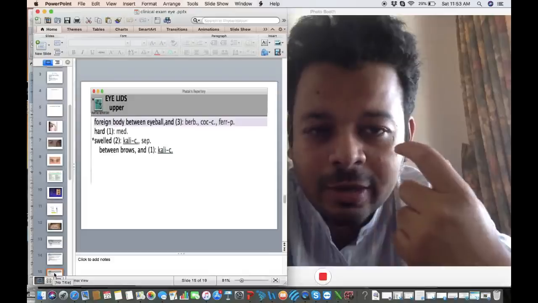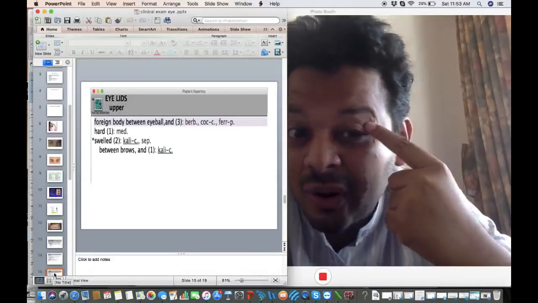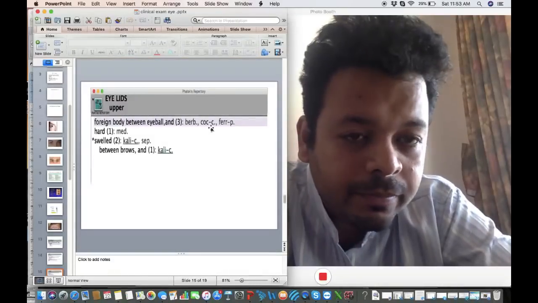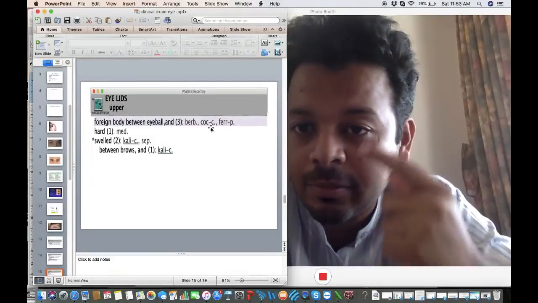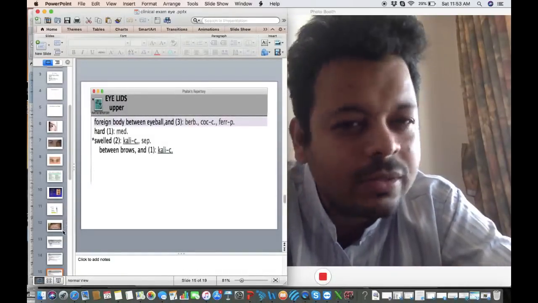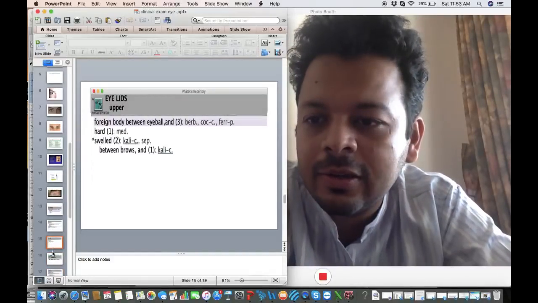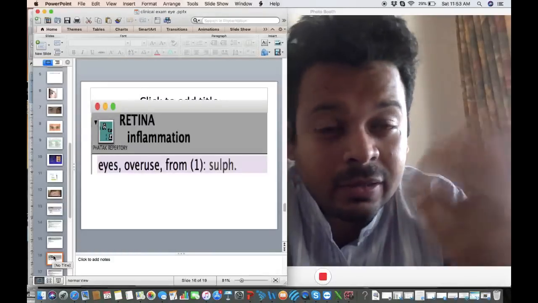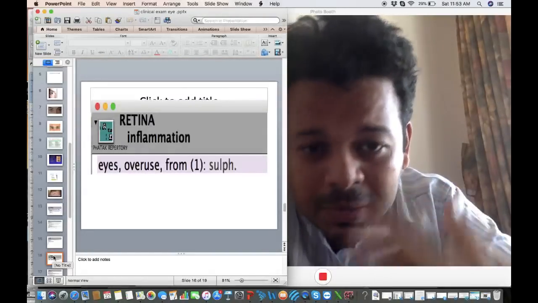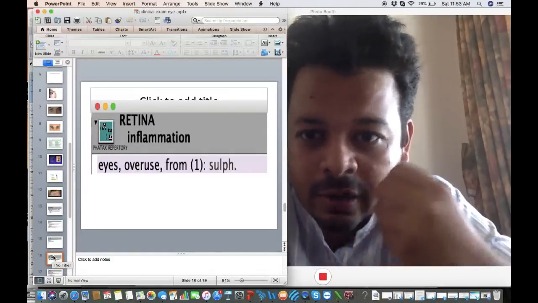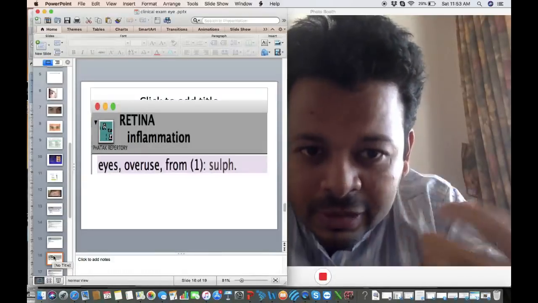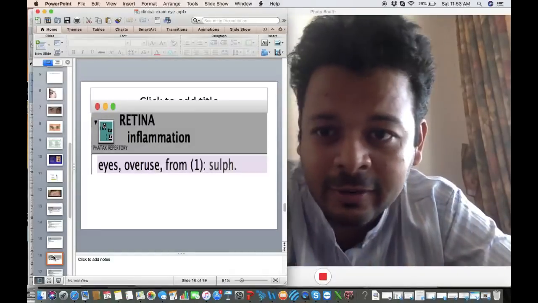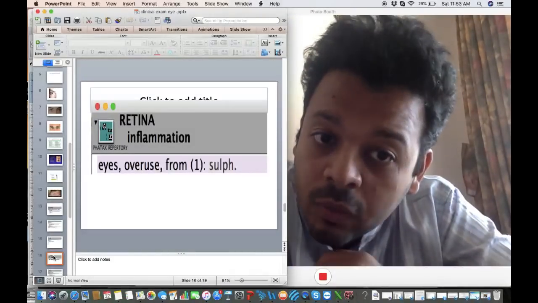One patient used to tell me, I constantly feel there is a foreign body which is here. The remedy is Coccus cacti, remember. Foreign body sensation between the eyeball and the eyelid. This is so clinically verifiable. Nowadays many patients are coming with dry eyes, retina inflamed, retina degenerating, glaucoma, early glaucoma, early cataract, retina inflammation from overuse of eyes.